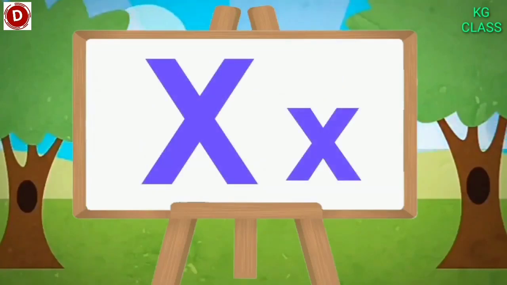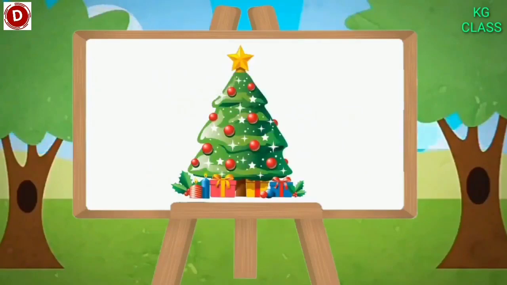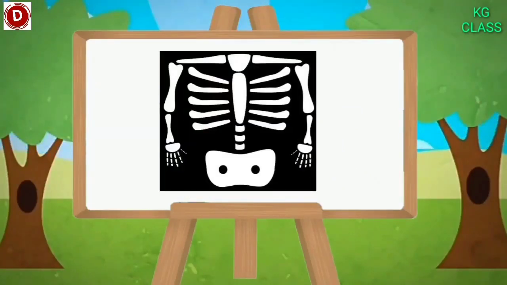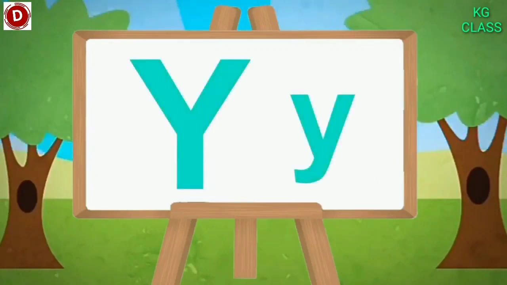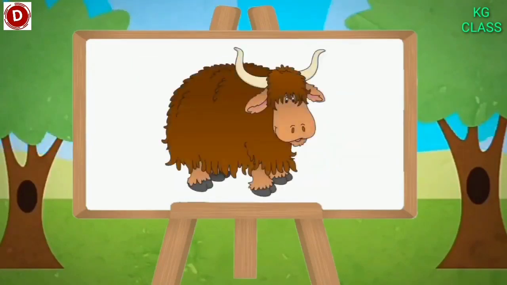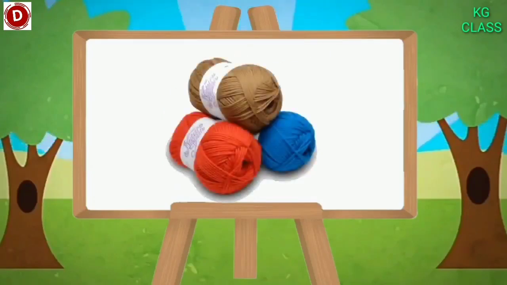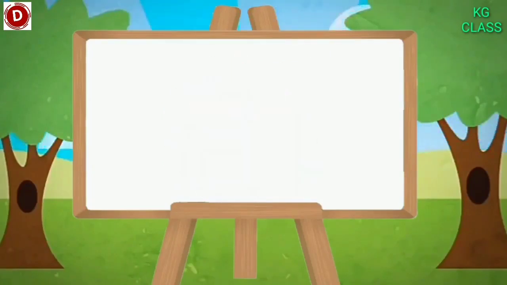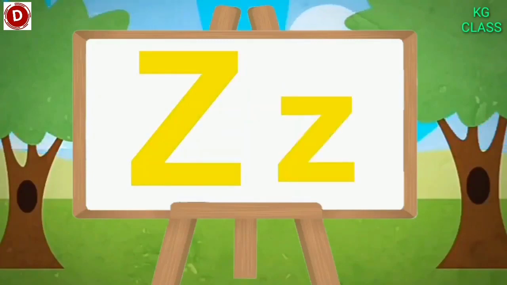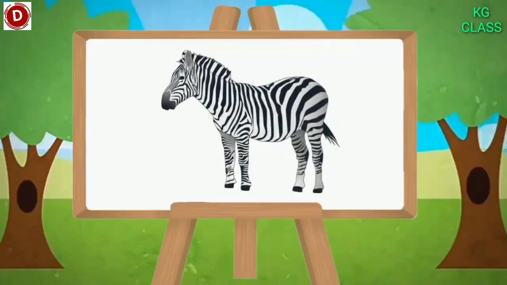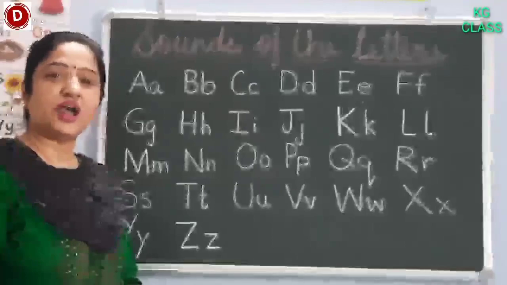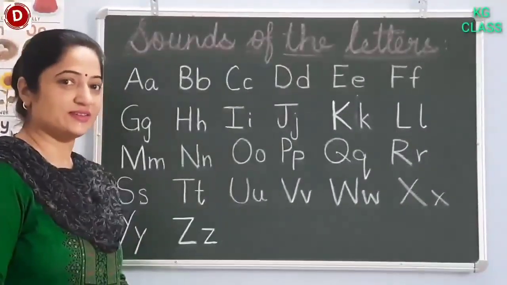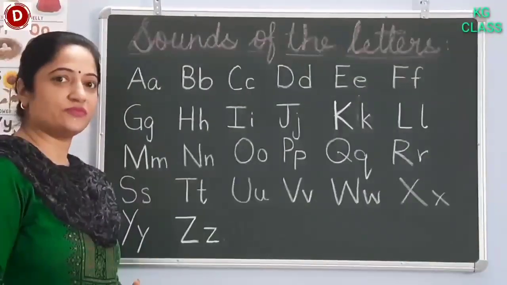This is X and small x. X for Xmas tree, X for X-ray. Capital Y, small y. Y for yak, Y for yarn. Children, the last alphabet is capital Z and small z. Z for zebra and Z for zoo. Children, now it's time to learn sounds of the letters. Let's start. You also speak it with me.